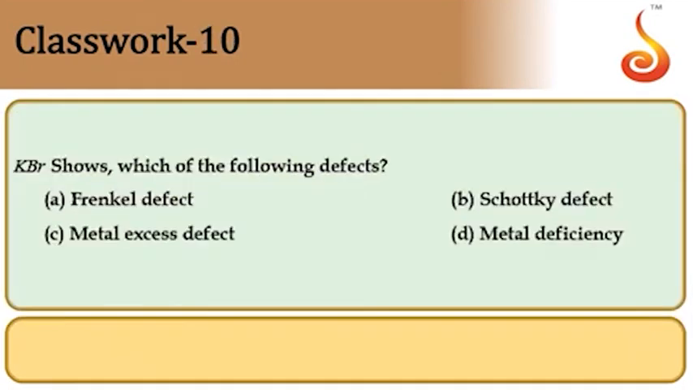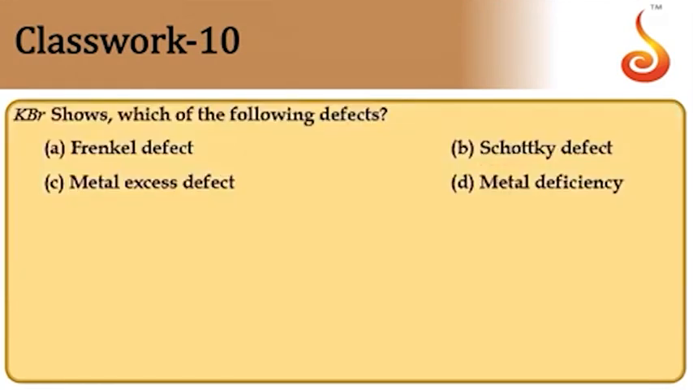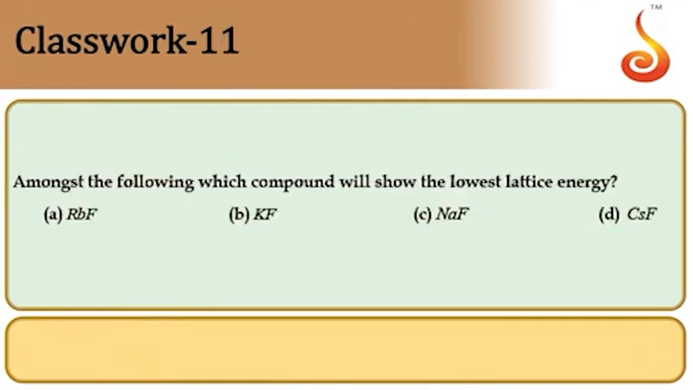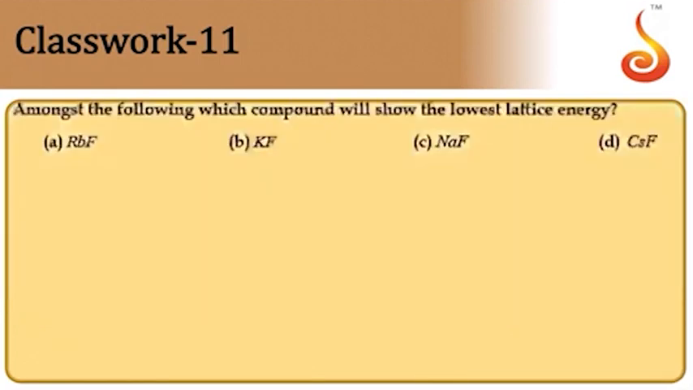Then KBr shows Schottky type of defects. The first group metal halides show Schottky type of defects. So the option is B. Option B. Then the 11th one: among the following, the compound with the lowest lattice energy. Lowest lattice energy means the interionic distance must be maximum. Therefore CsF has, because of the large size of Cs+, the maximum interionic distance. Therefore it has the lowest lattice enthalpy. So CsF has the lowest lattice enthalpy.